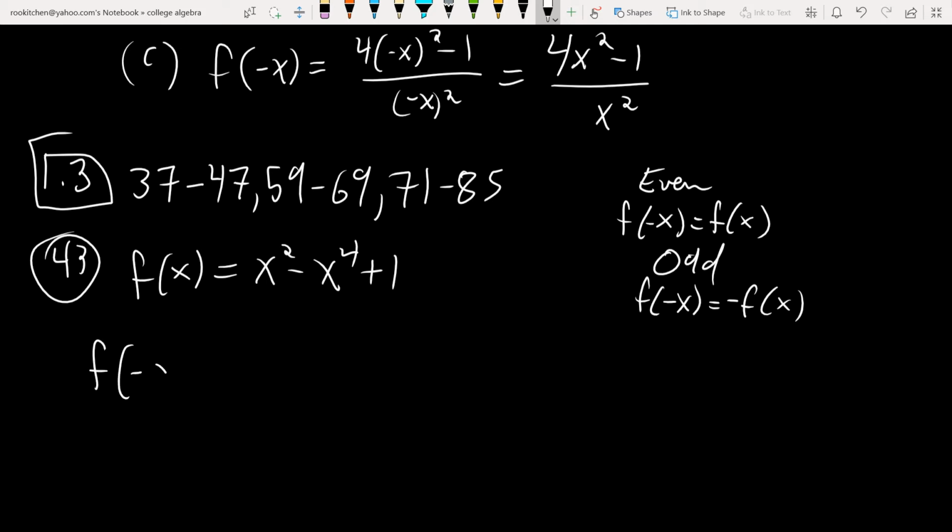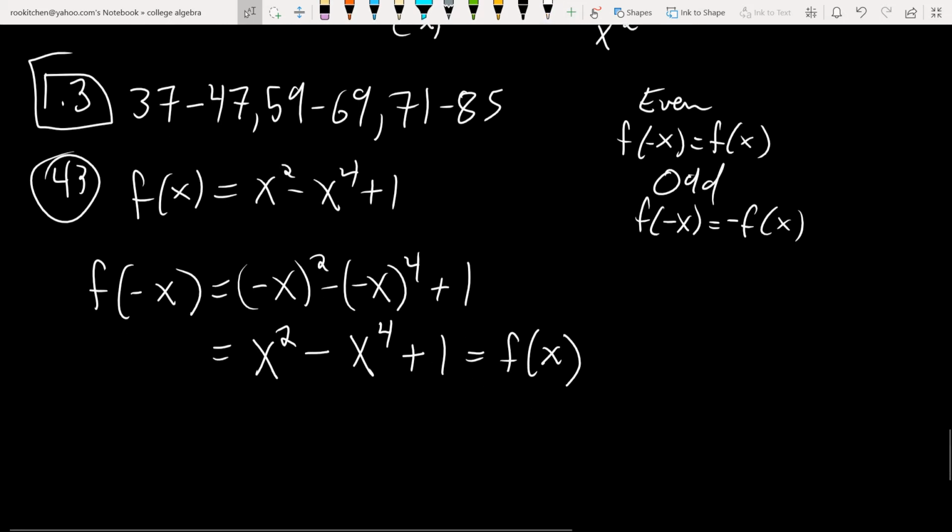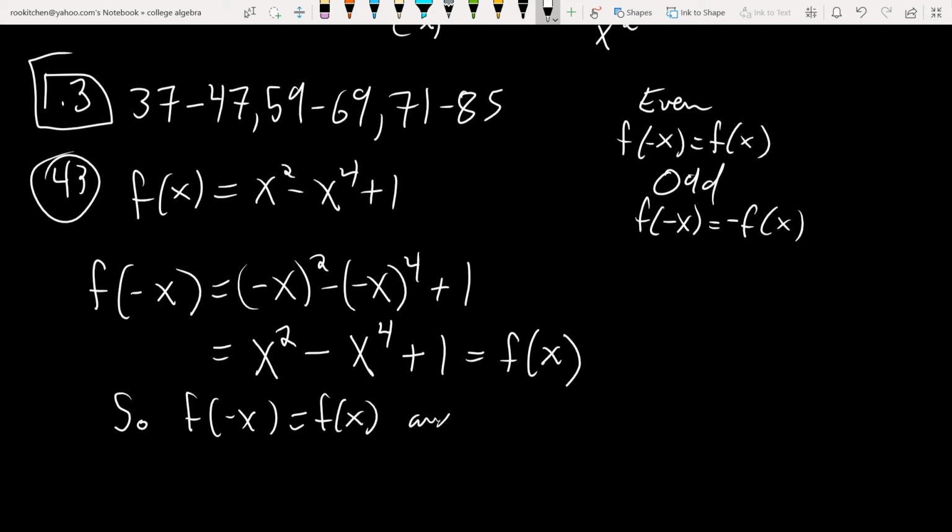So I'm replacing x with negative x, and then if I plug that in there, I get negative x squared minus negative x to the fourth, and then plus 1. Negative x times negative x is positive x squared, minus negative x to the fourth is x to the fourth, and then plus 1. This is exactly the same thing as what we started with, f of x. So in other words, f of negative x actually equals, via all of this algebra, f of x, and so f of x is even.